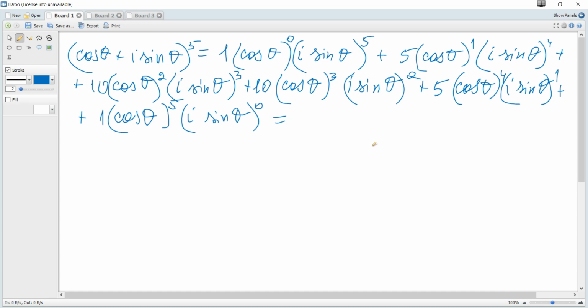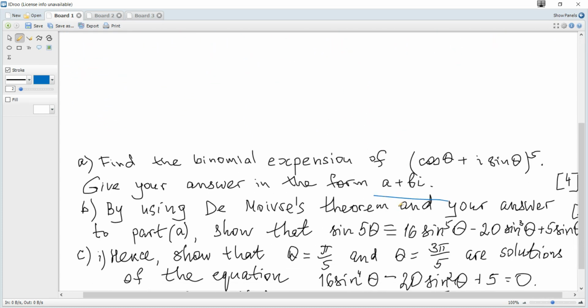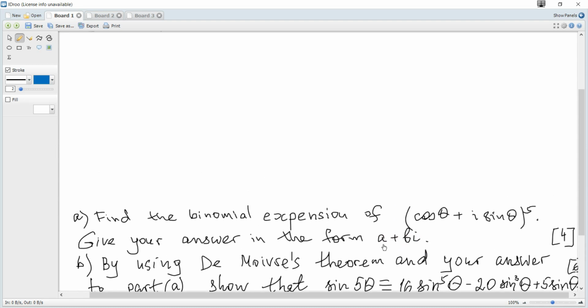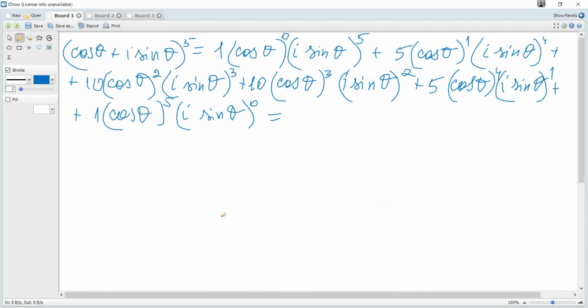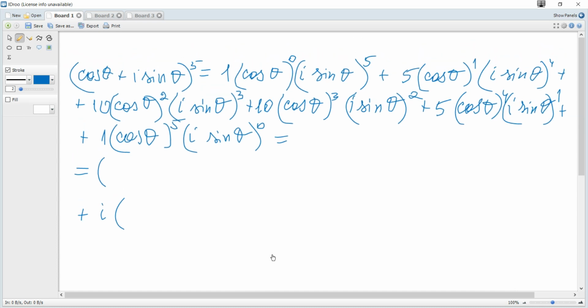Definitely we need to simplify, and then separate, because the answer must be in the form of the real part plus the imaginary part. So let's simplify and also separate the real and the imaginary parts. It will be the real part plus i times the imaginary part.